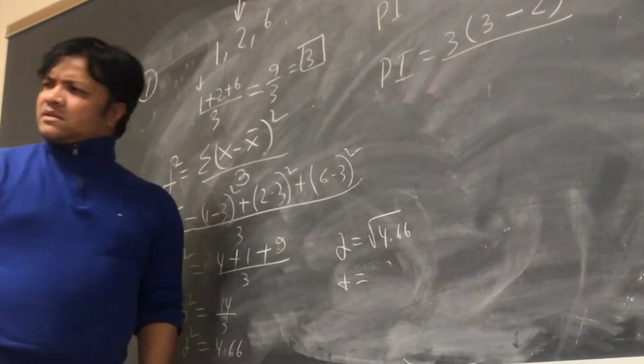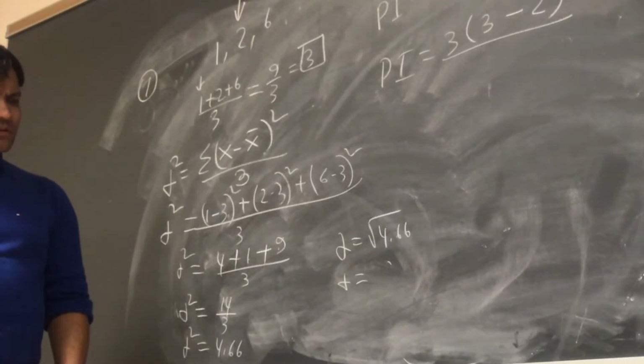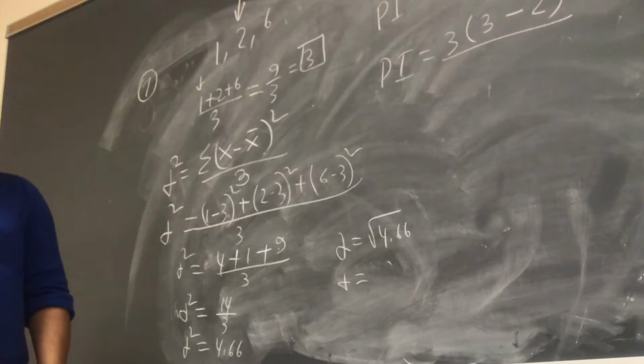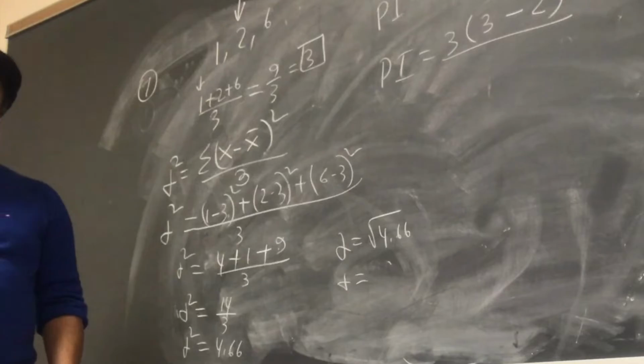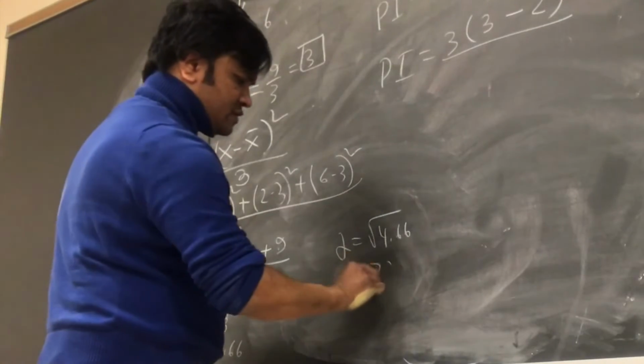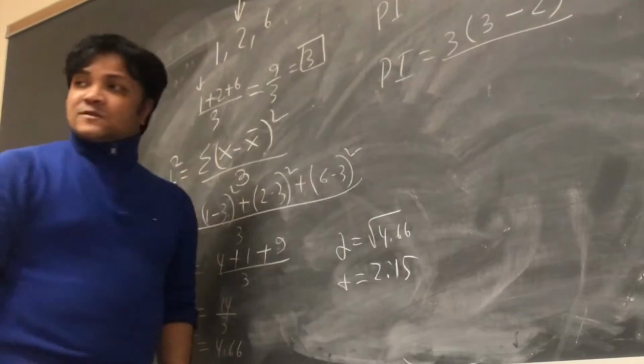21.77? No, that doesn't make sense. It's 2 point something. 2.15 makes more sense. Is it 2.15?